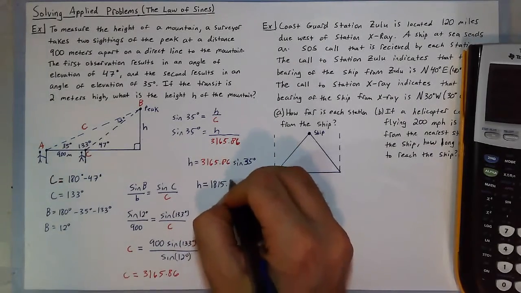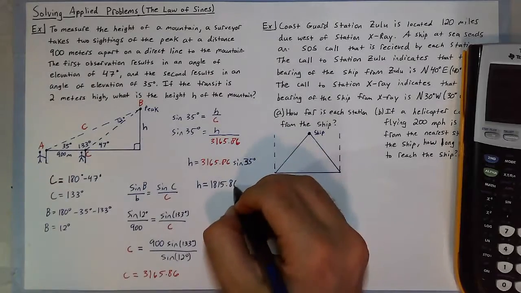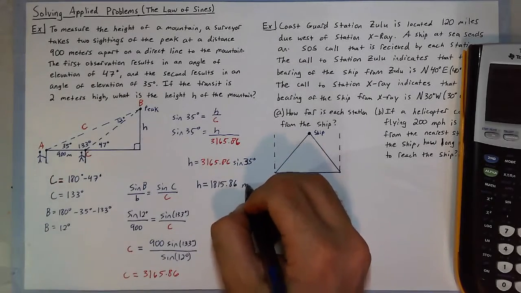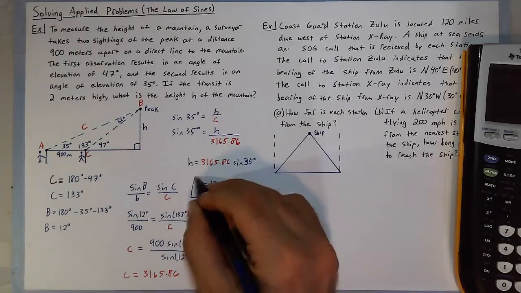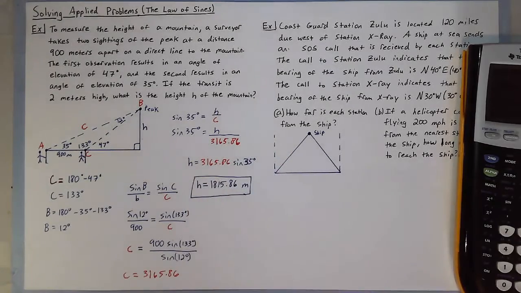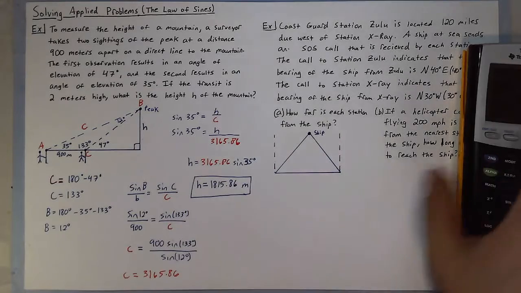And this is in meters, so it'll be 1,815.86 meters tall. It's a pretty tall mountain. Now let's look at another example on the right.